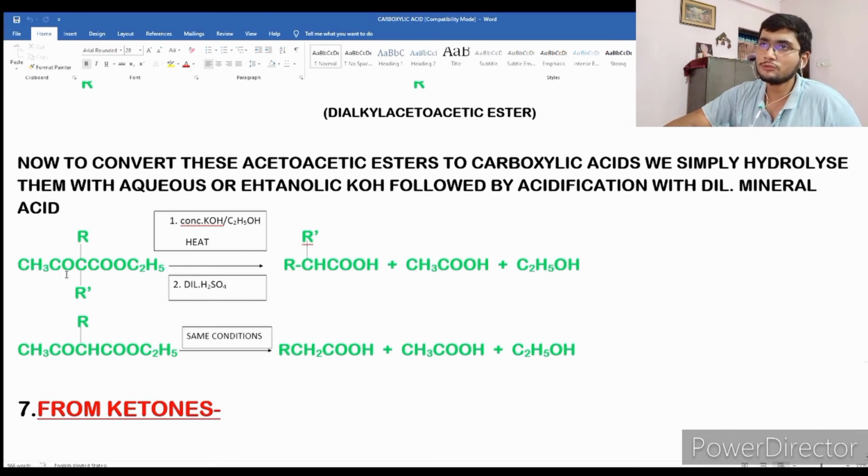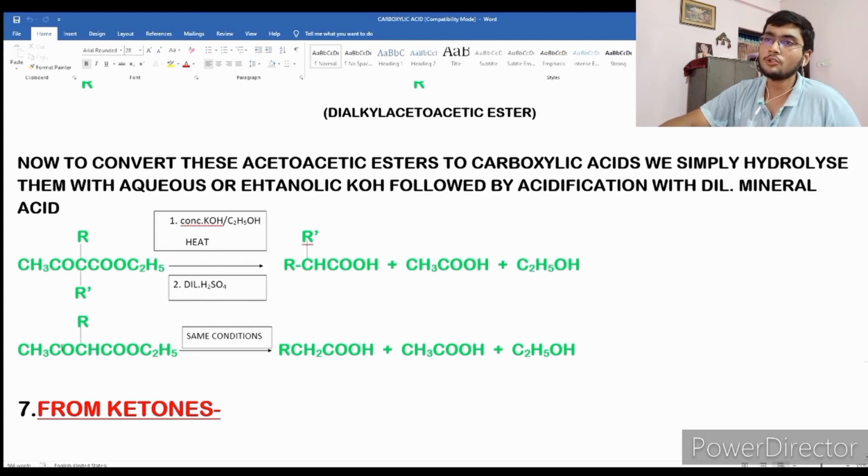You see the first two carbons, CH3CO, are an aceto group. This will get converted into ethanoic acid, as I have shown here. This is the ester group, here it is C2H5 and O. This will get converted into ethanol, as I have shown here. What we are left with are R, C, R dash and CO. This will get converted into the desired carboxylic acid, R, C, R dash, COOH. This will be our final carboxylic acid.